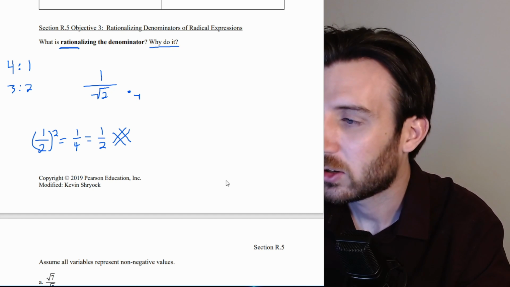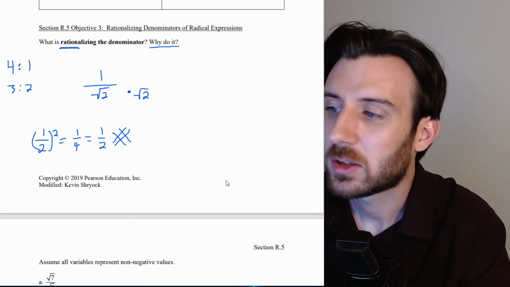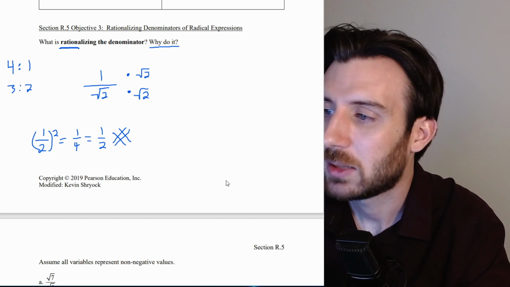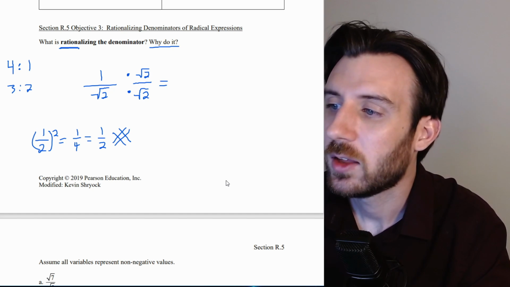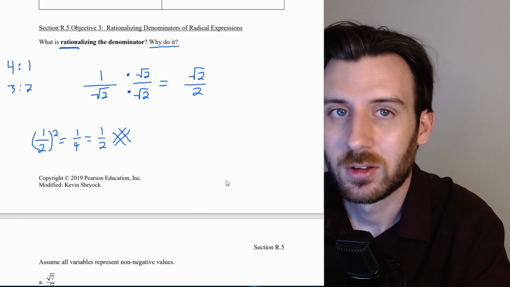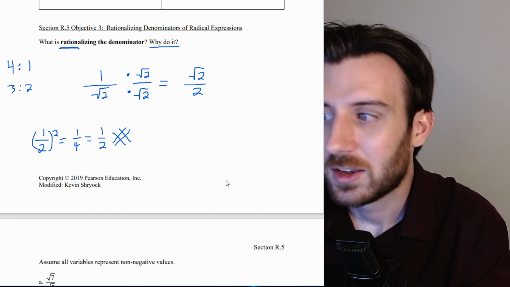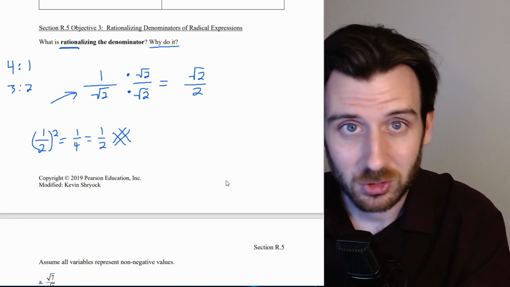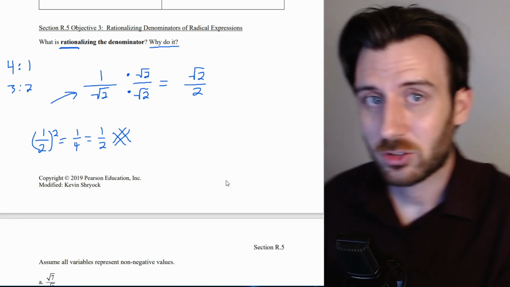So here's the strategy. Multiply it by its missing part, multiply it by its square root of 2, and multiply by the top to keep it balanced. Then on the top you'll get square root of 2, and on the bottom you'll get halves. Pretty fun. Now the reason why you would also want to do this, or at least why we used to do this, is because it made doing division actually quite a bit easier.